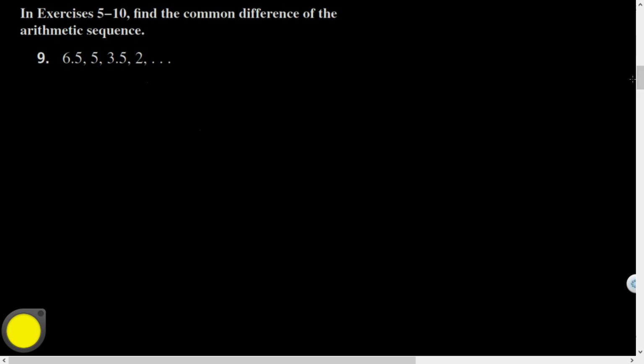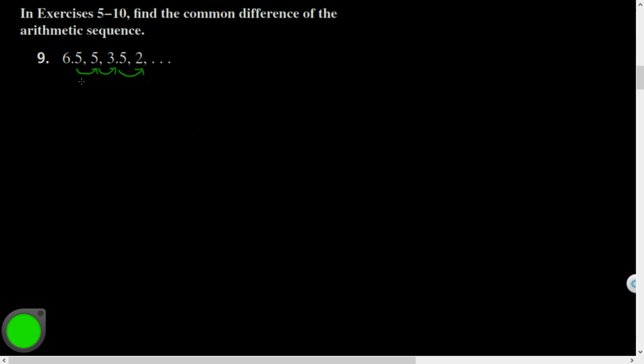Let me get one for you. Here's question 9. Here it says, find the common difference of the arithmetic sequence. I'll show you a couple ways to do that. You could try to figure out, okay, to go from 6.5 to 5, what did it change by? To go from 5 to 3.5, what did it change by? Right? So I could try to just figure this out.